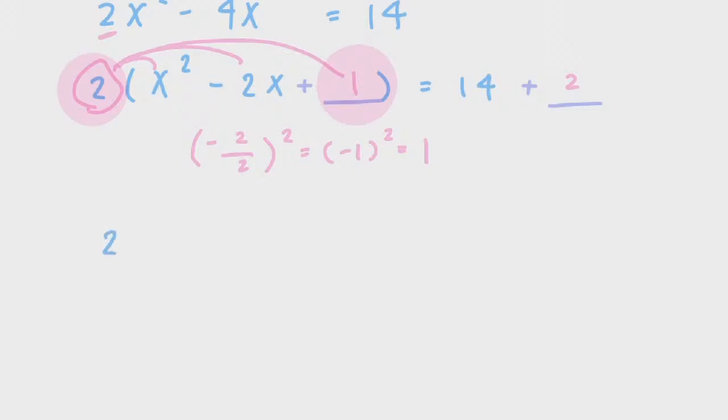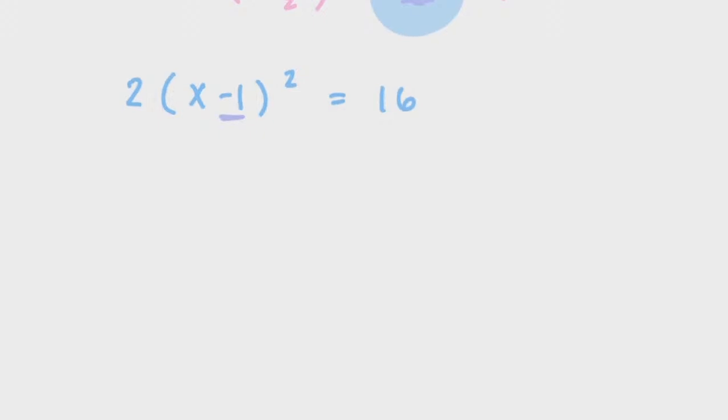So we still have this 2 on the outside. X squared minus 2x plus 1 is going to factor into x minus 1 squared, and that'll equal 16. So negative 1 was the number before we squared it, so that's why this number is negative 1. Next, to solve, we're going to divide both sides by 2. So we get x minus 1 squared equals 8.